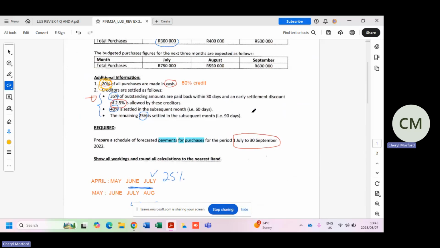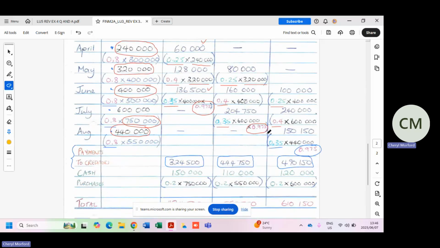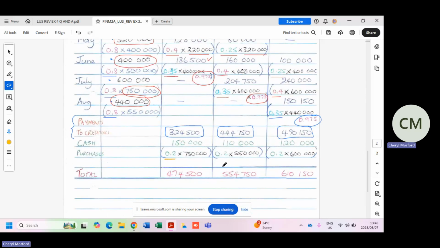So I need to go to July, and I need to look at the purchase for July, which is the 750,000, find 20%. It doesn't lag because it's a cash payment. My purchase in August, 550, find 20%, pay August. Lastly, September, total purchase of 600, find 20%, pay September. So that's very straightforward. There, 20% of the current month's total purchase gives me 150, 110, 120. So that is written up as cash purchases.